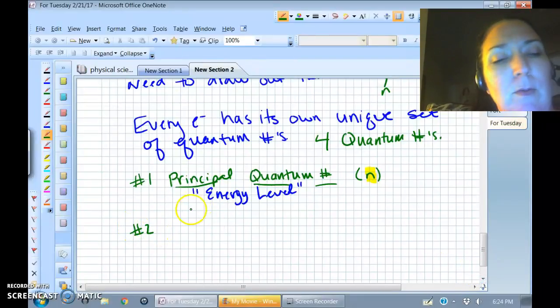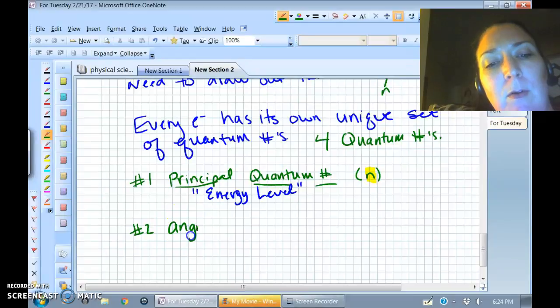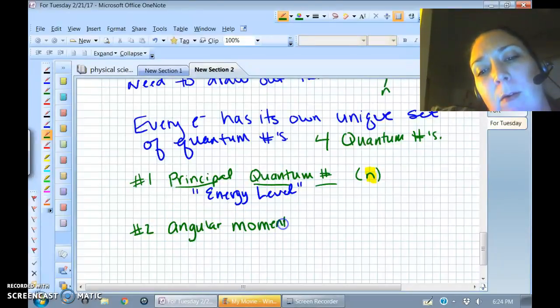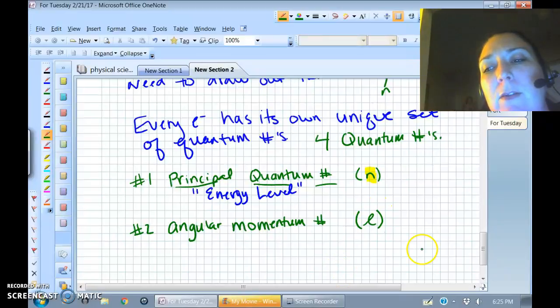Alright, number 2, the angular momentum number. Alright, this is a lowercase cursive l. It's sort of somewhat italicized. Alright, but it's a lowercase cursive l.